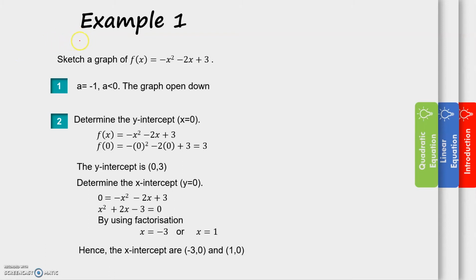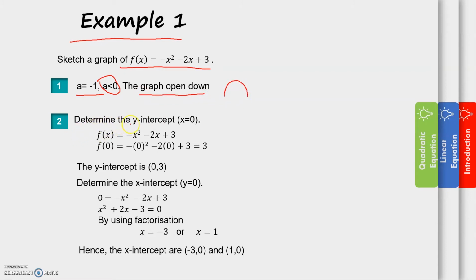Okay, to ensure the understanding, let's solve this example 1. We need to sketch the graph of f(x) equal to negative x squared minus 2x plus 3. As we have learned previously, our step number 1 is to check the value of a. The a value now is negative 1, which is less than 0. This means that the graph opens down. The graph is like this.